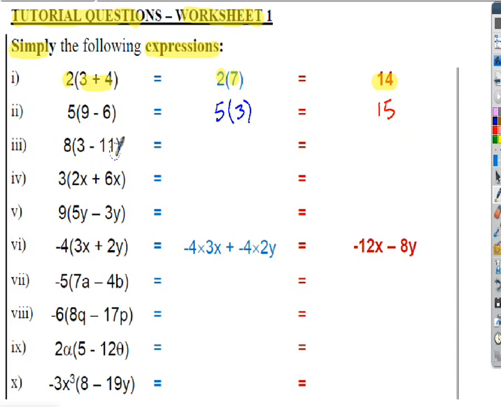Same kind of thing. Simplify inside the bracket first and then multiply by the number outside. Question 4, we now have some algebraic symbols included here, but they are nevertheless like terms. 2x added to 6x. So adding the terms inside the bracket, first of all, 2x plus 6x is 8x. And that's all multiplied by the 3 outside. So evaluating 3 multiplied by 8 is 24, so that's 24x.